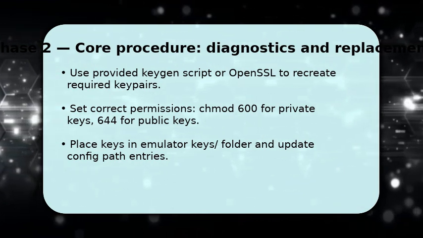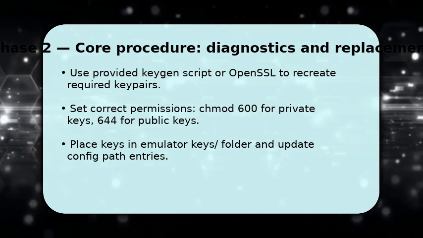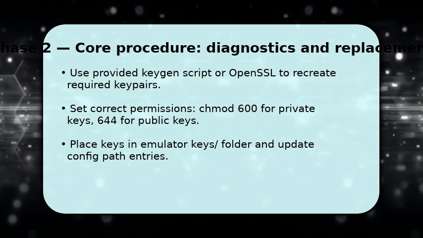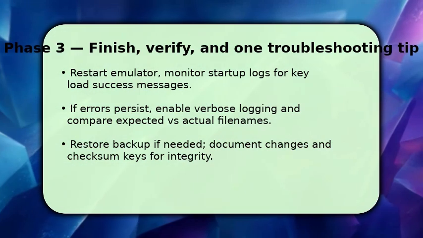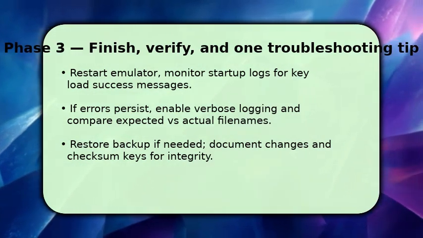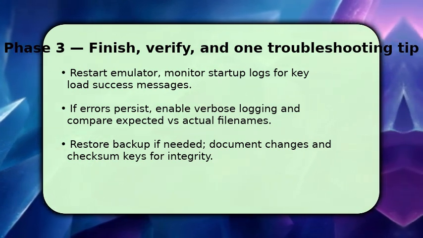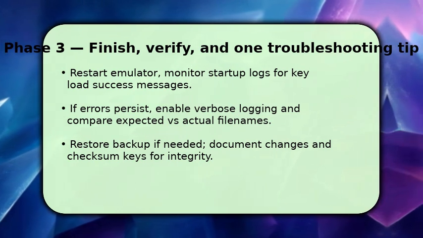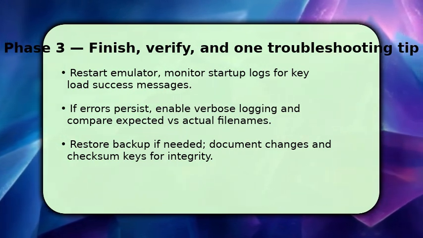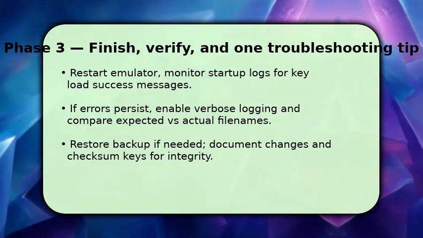Once configured, restart the emulator to trigger key loading and watch logs for any parse or permission errors. You finish by restarting the emulator and verifying in the startup logs that each key loaded successfully. This confirms the fix. If errors persist, enable verbose logging and compare expected file names, sizes, and checksums versus what you installed. Mismatches often reveal typos or bad exports.